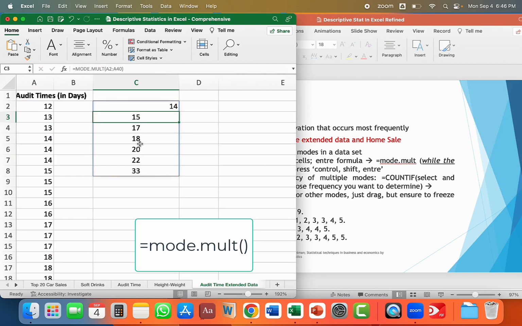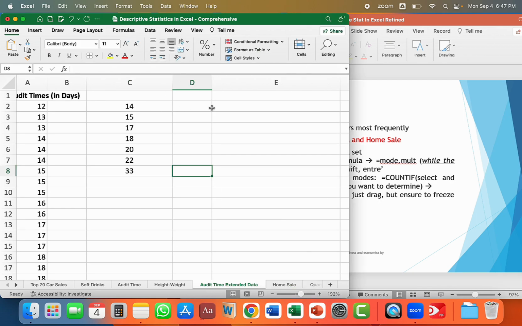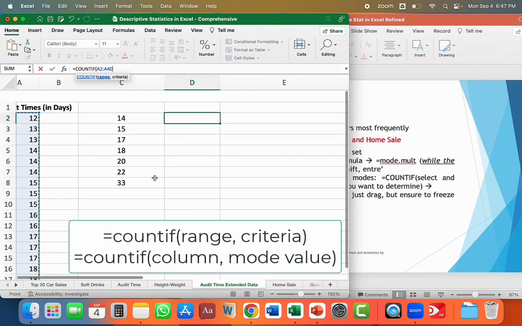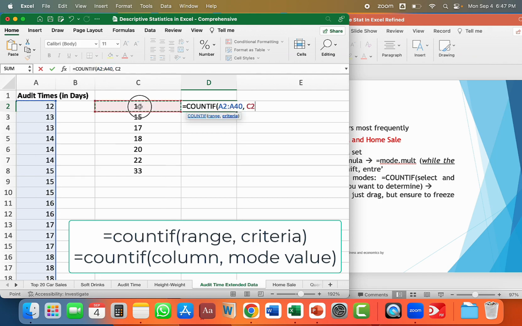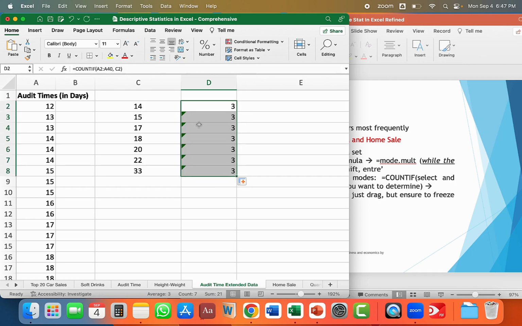14, 15, 17, 18, 20, 22 and 33 appear more than once in this data, and we want to refine this information. I want to see how many times 14 appears, 15 appears, and for that purpose I will use the COUNTIF function. So COUNTIF, select this range, and in this range I want to find out how many times 14 appears. If I hit enter, it gives me 3, and then I can drag it down. It says that all these values 14, 15, 17 and all these values, they appear 3 times.